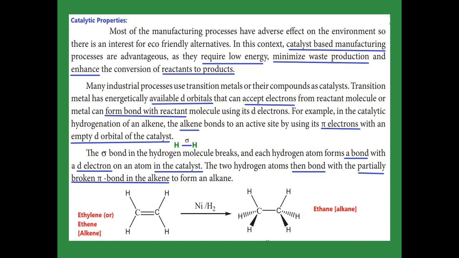In an alkene there are two bonds, a double bond. One bond is a sigma bond and the other is a pi bond. You know very well, the pi bond is broken. That broken pi bond is joined by the hydrogen, which already has a bond with the catalyst. Once again the bond with the catalyst is broken and the hydrogen forms a bond with the alkene.